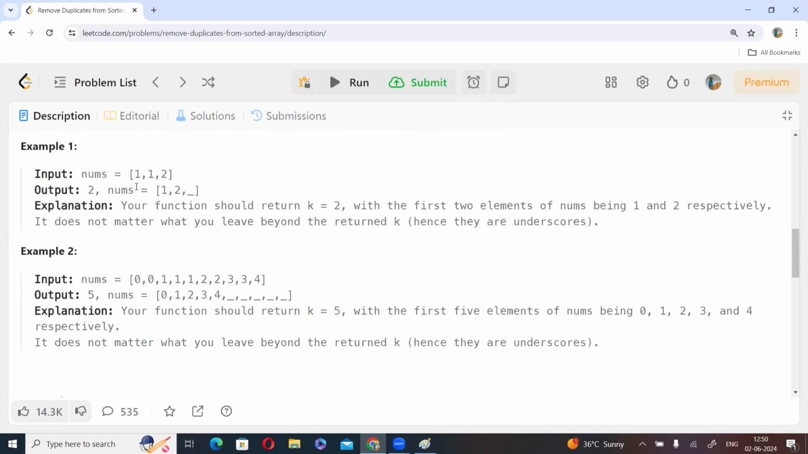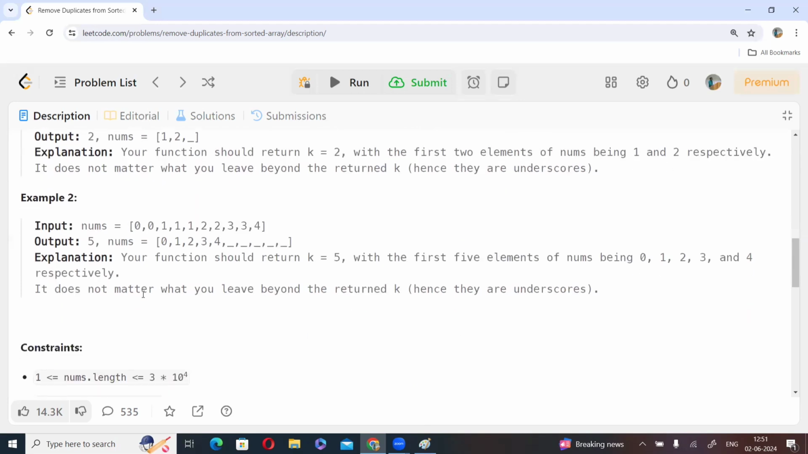Consider one example, 1, 1, 2. Here 1 is the duplicate. Now, the first one is present. This 2 replaces this one. And these two are the only unique elements. The remaining thing does not matter.